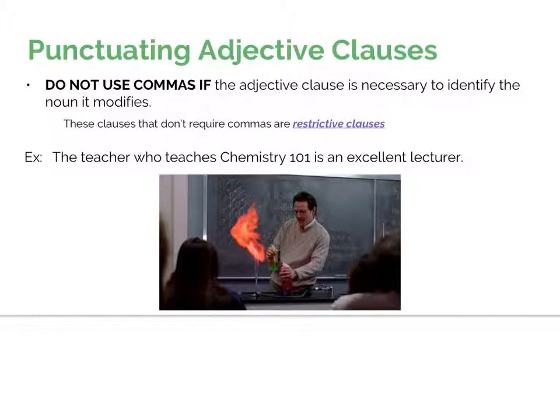There are two types of adjective clauses. We'll look at the first type of clause on this slide. If the adjective clause is necessary to identify the noun it is modifying, do not use commas. These are called restrictive clauses and they do not require commas. In the example, the professor who teaches Chemistry 101 is an excellent lecturer. The adjective clause, who teaches Chemistry 101, is necessary information to identify the professor. Because it's necessary information, it doesn't need commas.